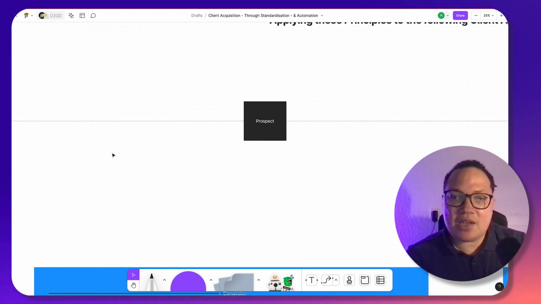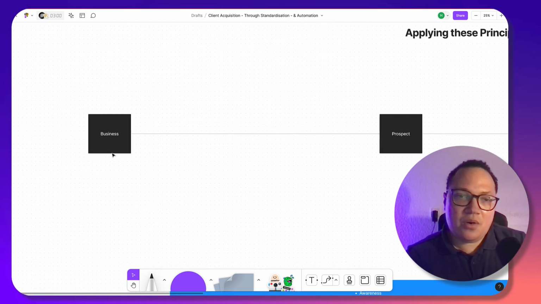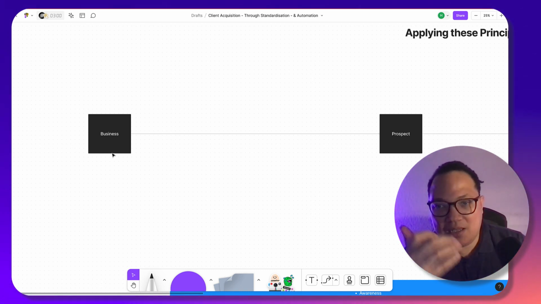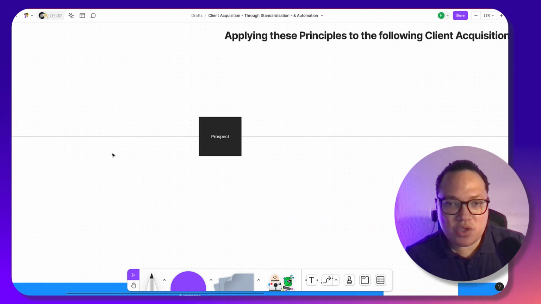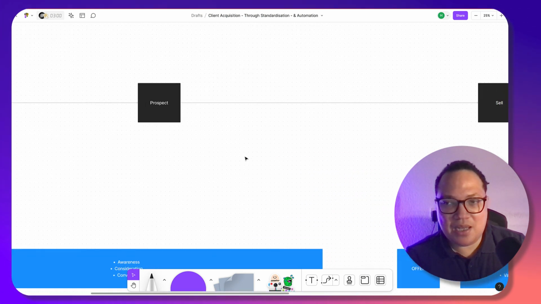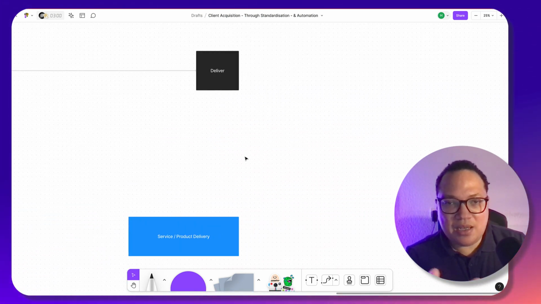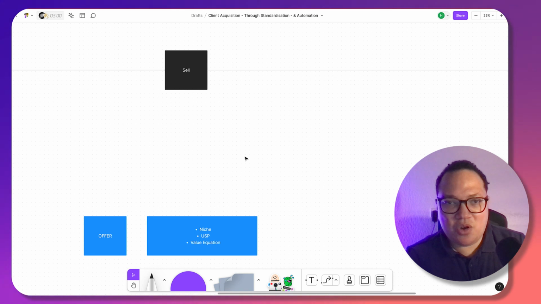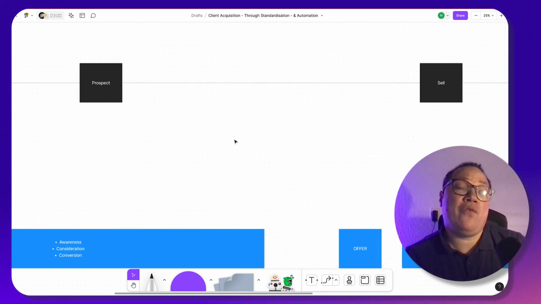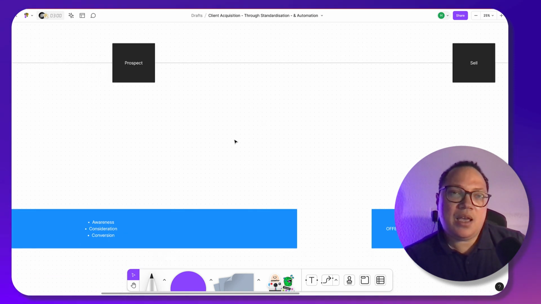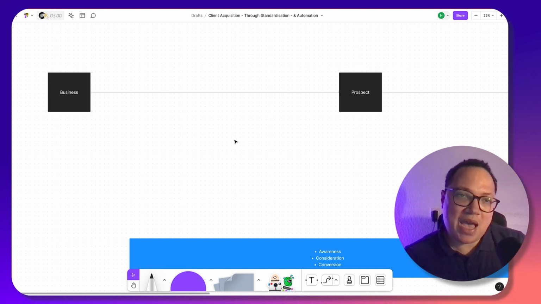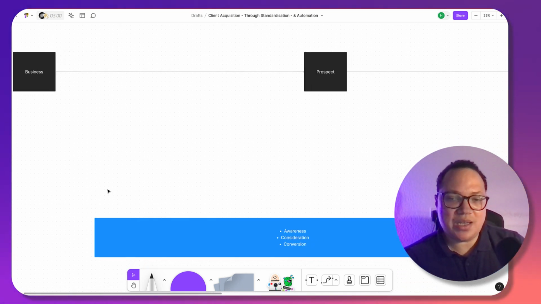But before we can actually get prospects, you need to have a business, all right? You need to be in business. Otherwise, why would you want prospects? And without actually having a business, it wouldn't make sense delivering anything. And your whole concept of your prospects and your sales would fall flat as well. So the dependency all ties back to this initial principle, which is business.